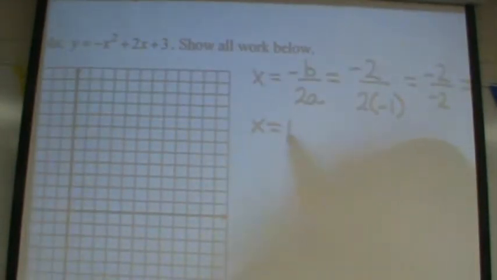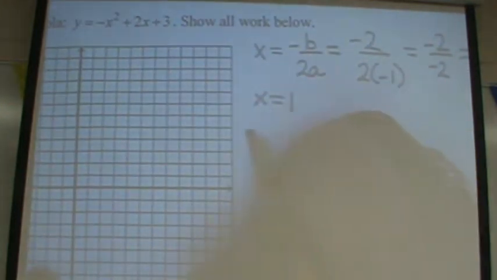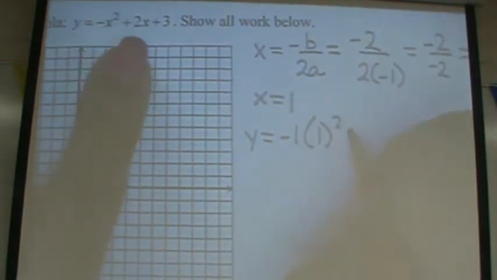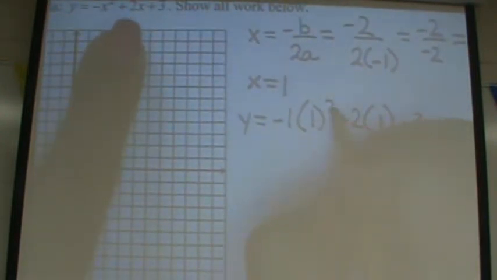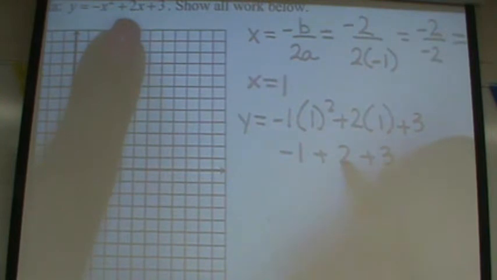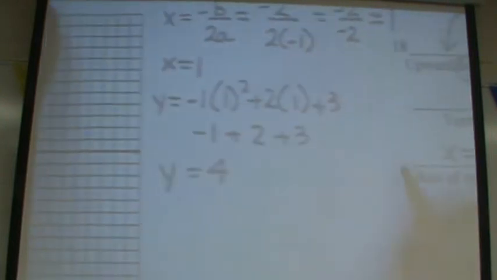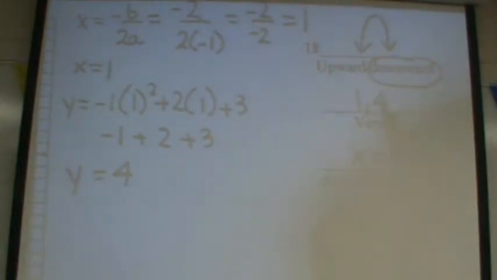Now I'm going to plug 1 in here. So my y value is negative 1. Be careful with these negatives here. Negative 1 times 1 squared plus 2 times 1 plus 3. So 1 squared is 1. 1 times negative 1 is negative 1 plus 2 plus 3. So 5 minus 1 is 4. So my vertex is 1, 4.